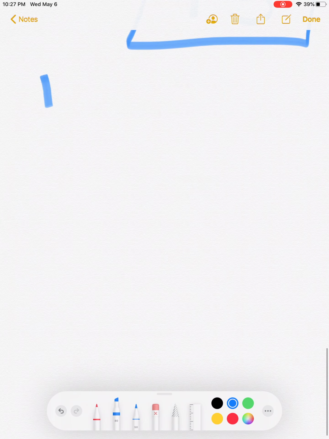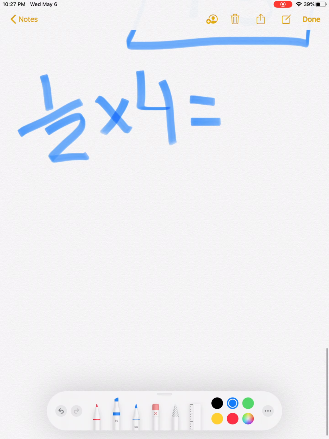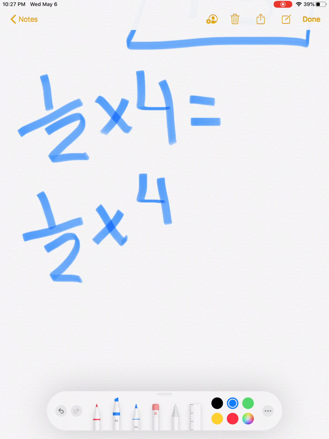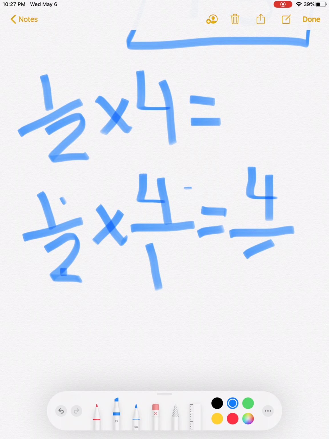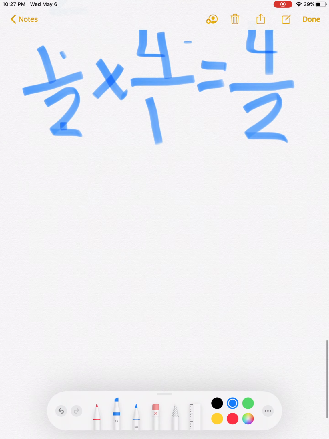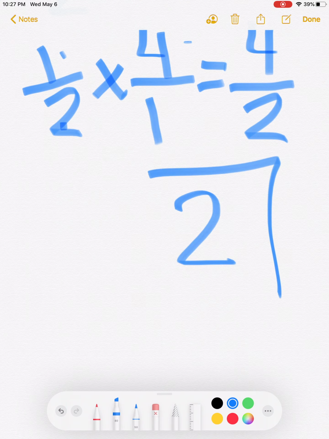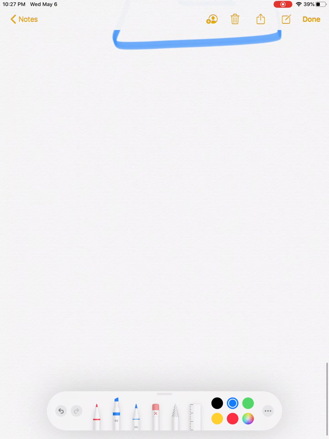If you have the fraction 1/2 times 4. 1/2 is already a fraction. Let's make the 4 a fraction. It becomes 4 over 1. 1 times 4 is 4. 2 times 1 is 2. That is improper, but 4 over 2 changes to 2. I'm going to do a few more.